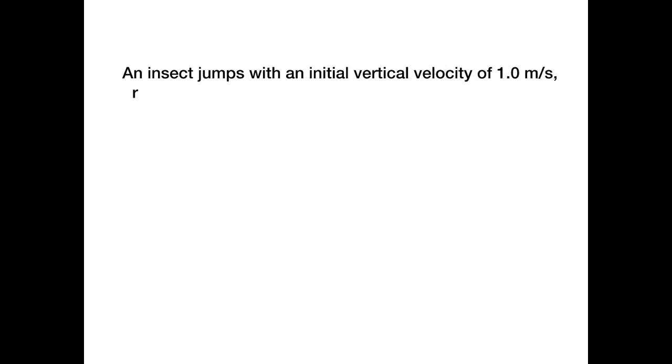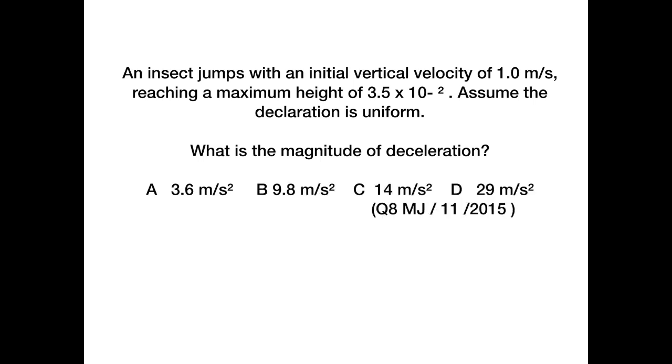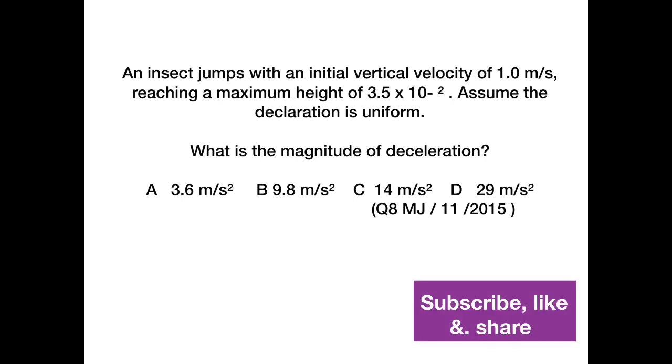As you see, let me read it for you. An insect jumps with an initial velocity of 1 meter per second, reaching a maximum height of 3.5 into 10 power minus 2 meters. Okay, I have forgotten to write the word meters over here, but it is meters. Assume the deceleration is uniform. What is the magnitude of deceleration? Okay, now this question is chosen from 2015 May June 11, question number 8, with the options given.